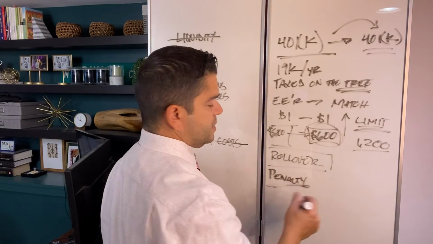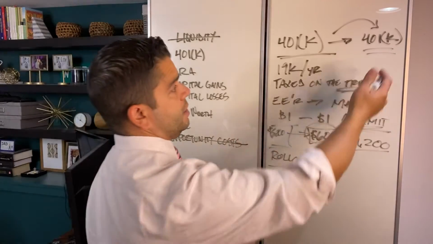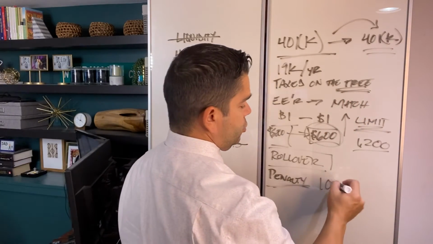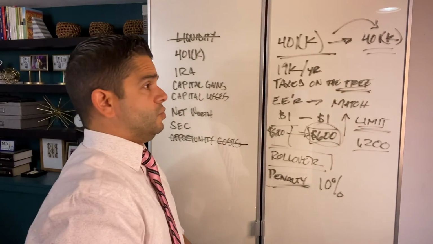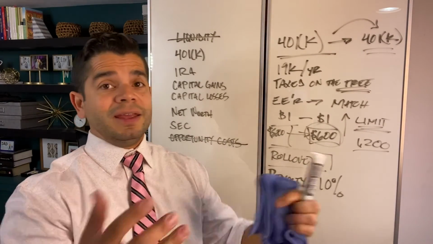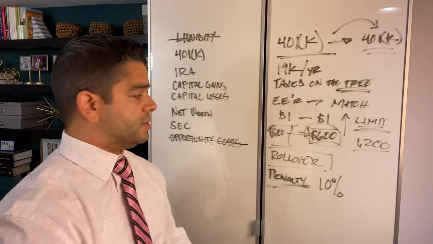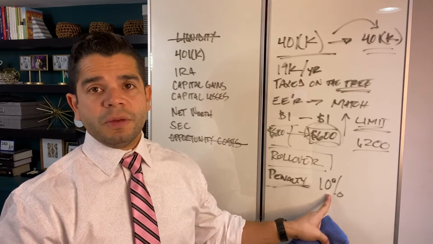So if you don't wait until 65 and you start pulling out money that's building up in your 401k, you're looking at a 10% penalty on what's coming out. So if you took out $100,000, you're not going to get the $100,000. You're only going to get $90,000 because $10,000 is going to go into the penalty.